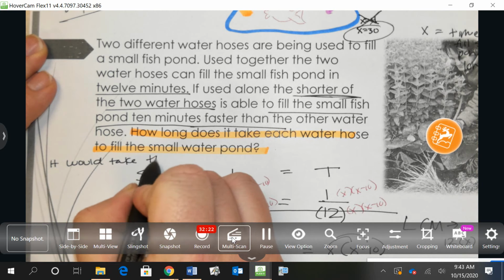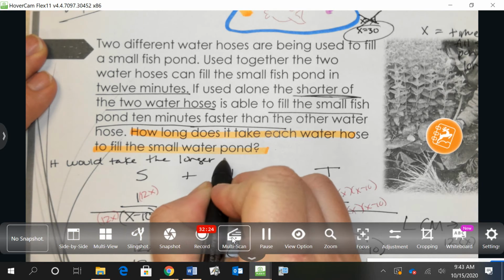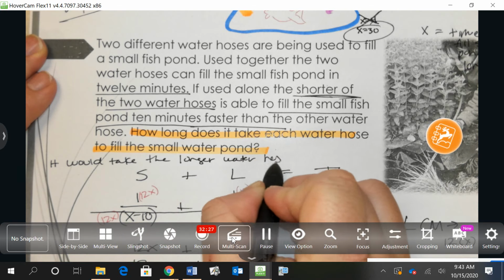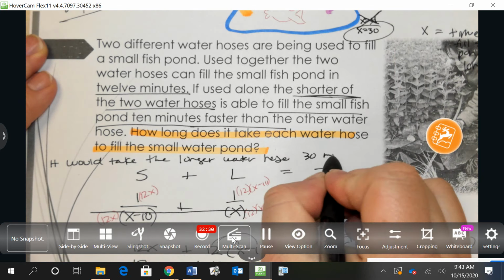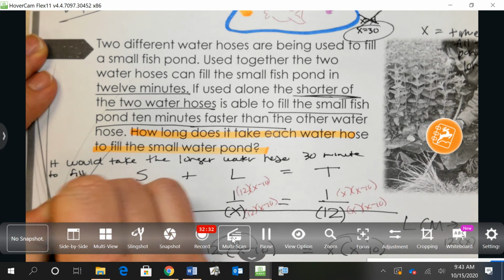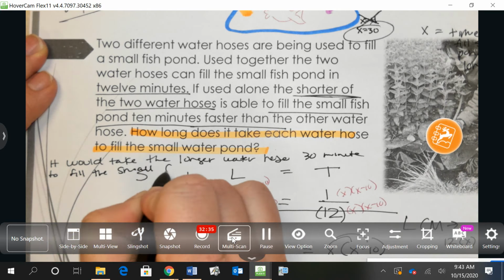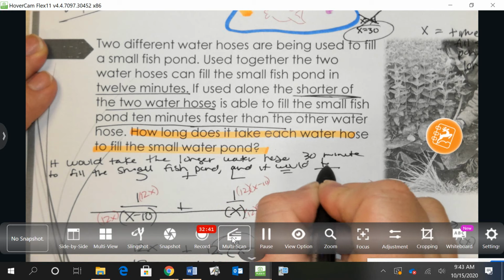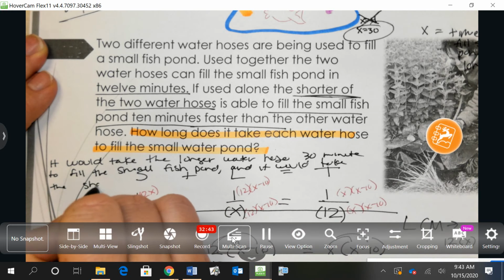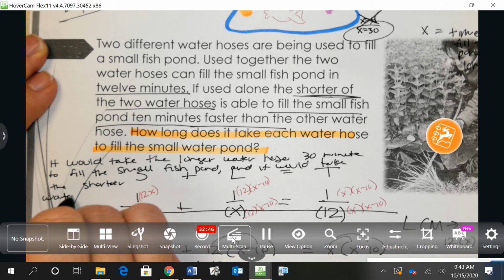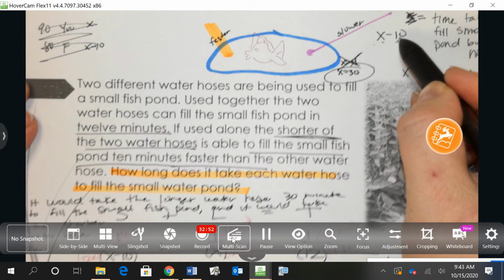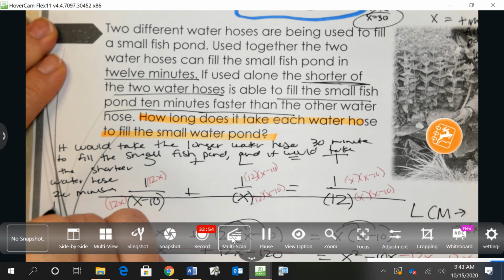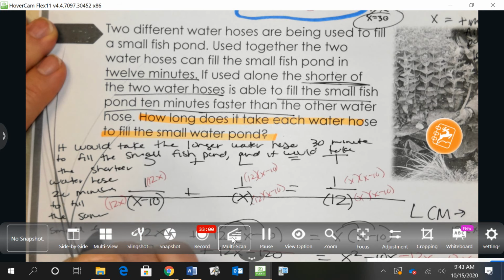It would take the longer water hose 30 minutes to fill the small fish pond, and it would take the shorter water hose 20, because we have 30 minus 10, 20 minutes to fill the same small fish pond.